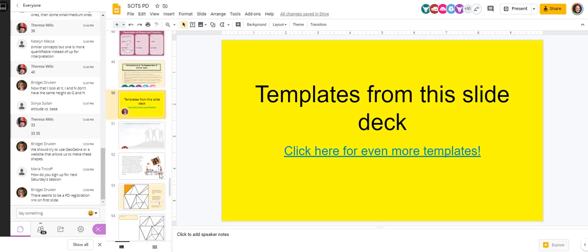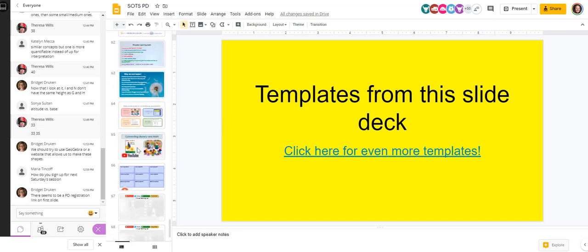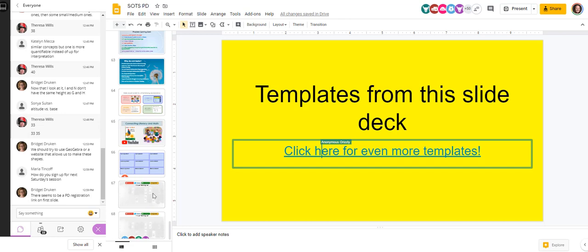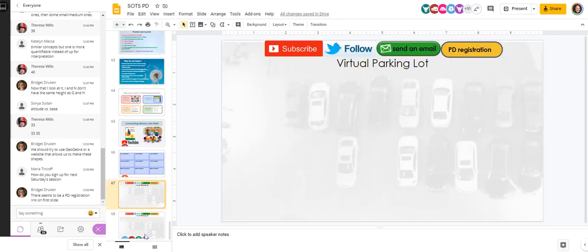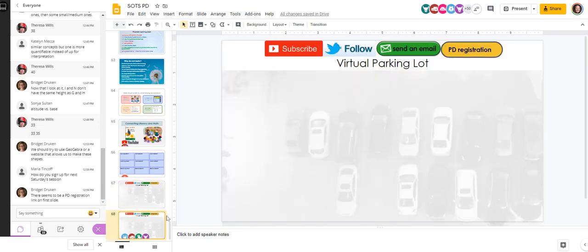Templates from this session are available below, and if you click that link, you'll get all of my templates from all sessions. Finally, I'm going to end down at the virtual parking lot, slide 67 or 68. If you would go ahead and put your questions on that slide, I will answer them as they come in.